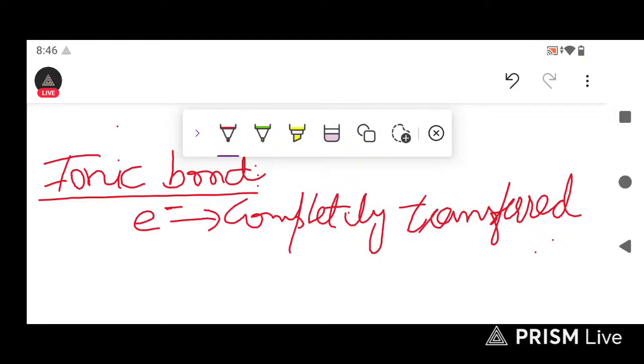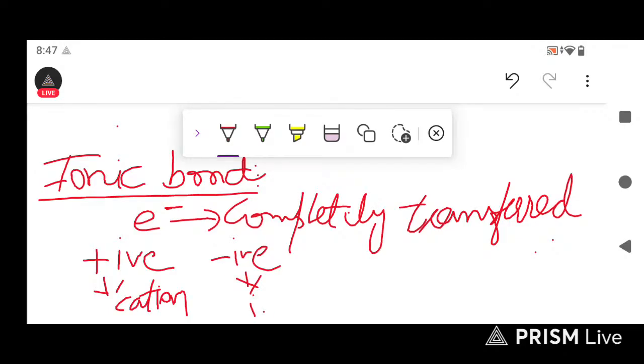An ionic bond forms oppositely charged ions, that is, cations and anions. So when an ionic bond is formed, oppositely charged ions form: one is positive and the other is negative. Positive ions we call cations, and negative ions are anions. In an ionic bond, one most important thing is the force of attraction, that is, the electrostatic force of attraction.